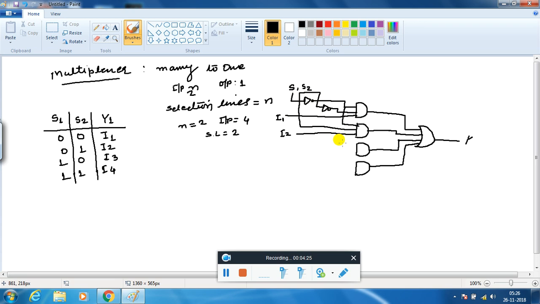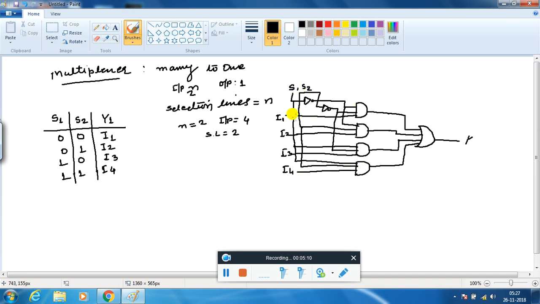Then we have to provide 1 0, so S1 we are taking from here, then S2 we are going to take from here, and I3, this is the third input. Then S1, then S2 and I4. So this is the complete multiplexer circuit.